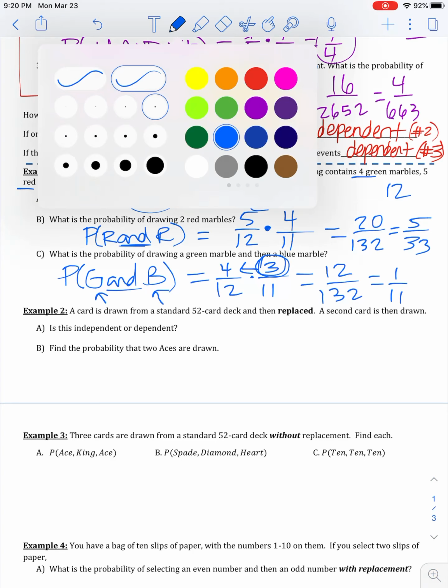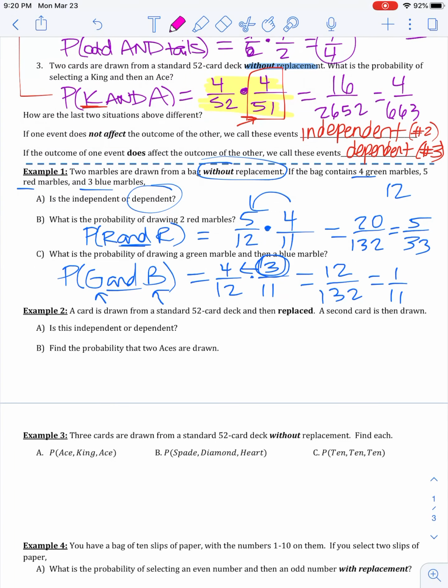All right, moving on to example 2. A card is drawn from a standard 52 card deck and then replaced. So in example 1 we said without replacement, but in example 2 now we have with replacement. That means that now these are going to be independent events, because it won't matter what I pick the first time. If I'm putting it back, then I have just as likely of a chance to pick anything the second time, because the first one doesn't affect the second one at all.